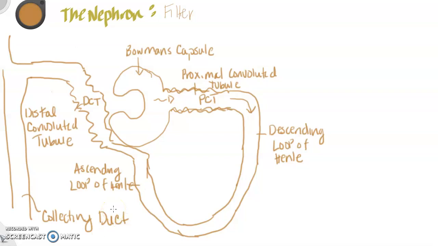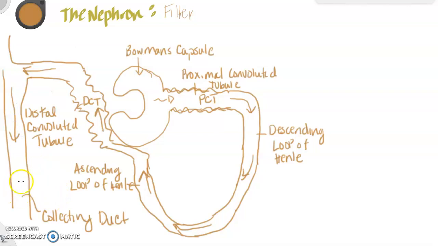Okay, so the whole thing, again, is a tube. It's all together. They're just different parts of it, and certain things happen in these different parts. So it starts here in the Bowman's capsule, goes into the proximal convoluted tubule. The filtrate continues down the descending loop of Henle to the ascending loop of Henle, into the distal convoluted tubule, and out the collecting duct.